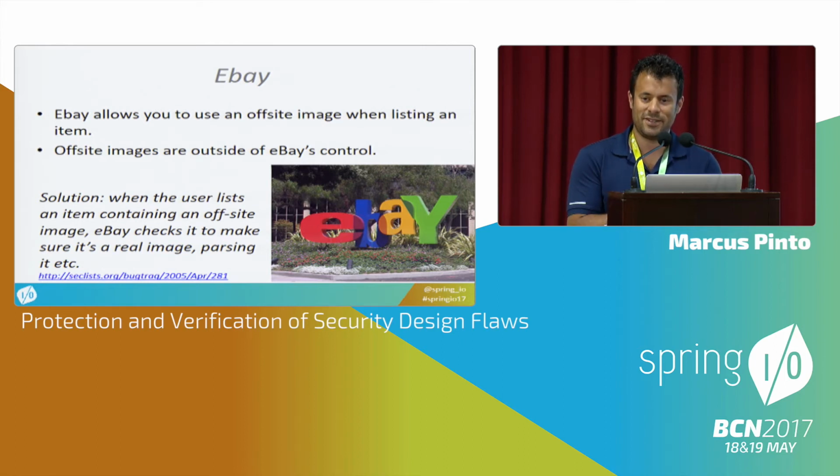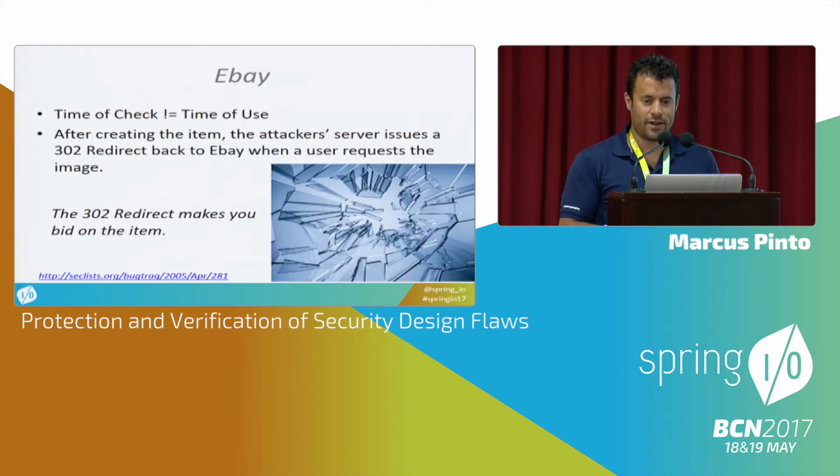Yeah, and that's ended up being what worked. So it turns out that you created the image, you linked to an image on your web server, and then as soon as you created the image, you changed the image on your web server. And in fact, the guys changed it to a 302 redirect. So if you went to fetch the image as a normal unsuspecting user, you got given a 302 redirect back to eBay, and the 302 redirect made you bid on the item.